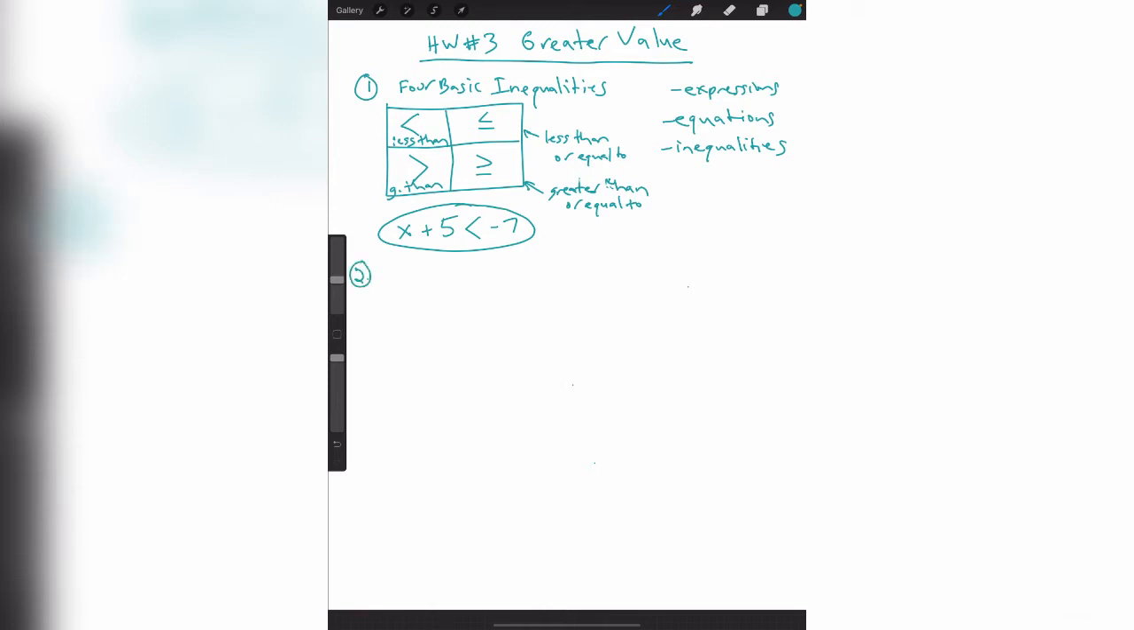Number 2 says the product. So product is multiplication. So I know I'm dealing with multiplication. Whenever you hear multiplied by or the product of, you know you're going to deal with multiplication. So the product of a number and 8. So we're dealing with 8 and a number. So 8 times whatever that number is. I'll use x to represent that. The product of 8 and a number is at least 25.